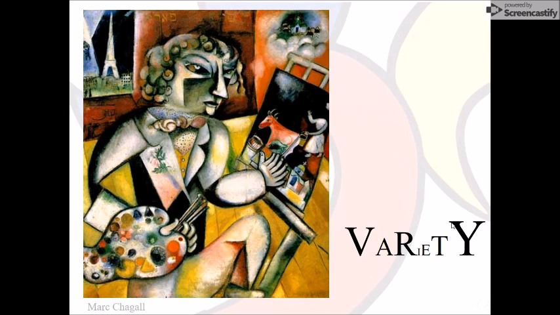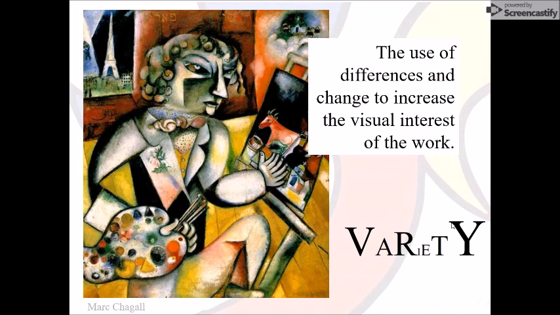So this one has a variety of colors. It has a variety of shapes, a variety of different thicknesses of lines and values. And if you split this down the middle, it still is balanced. The use of space is still planned out, but variety is just within that balance, using a lot of different things as opposed to limiting what you're using. So variety is the use of differences and change to increase the visual interest of the work.